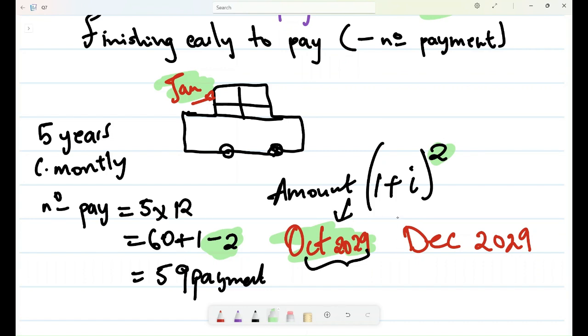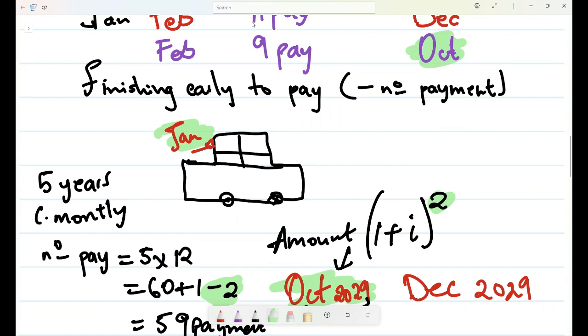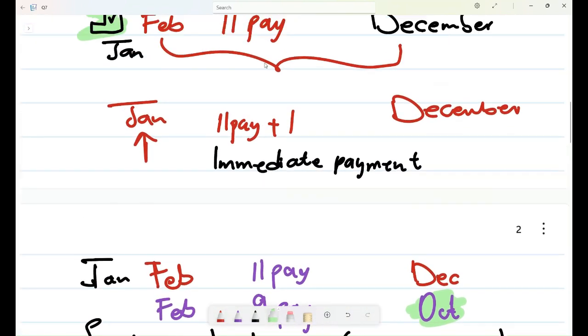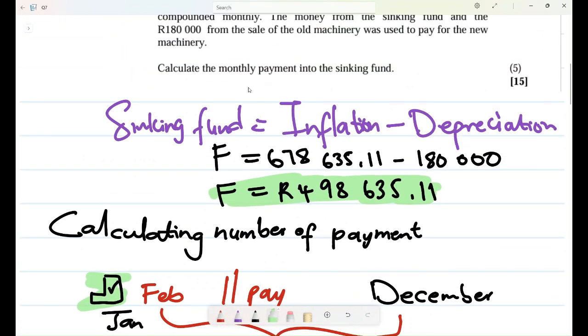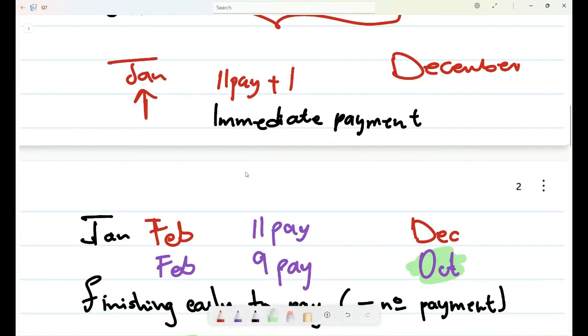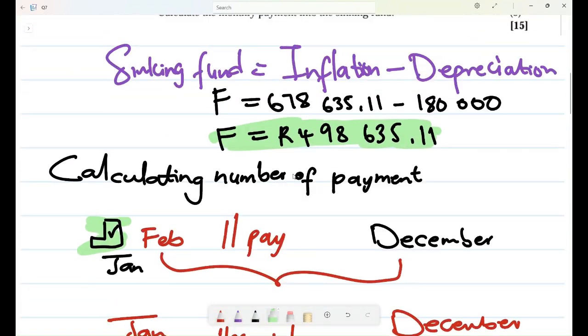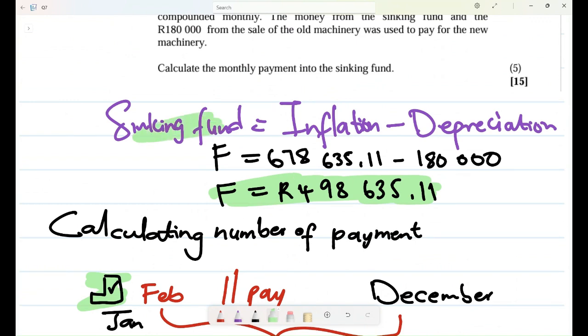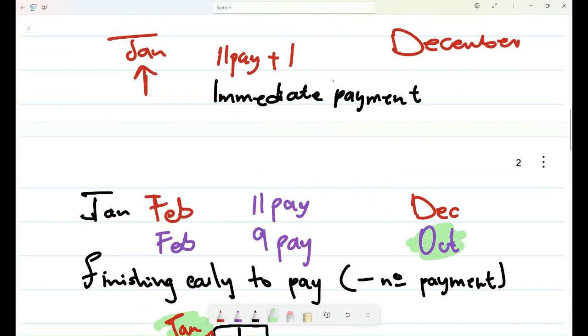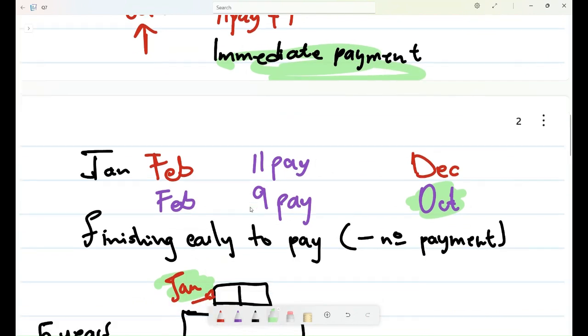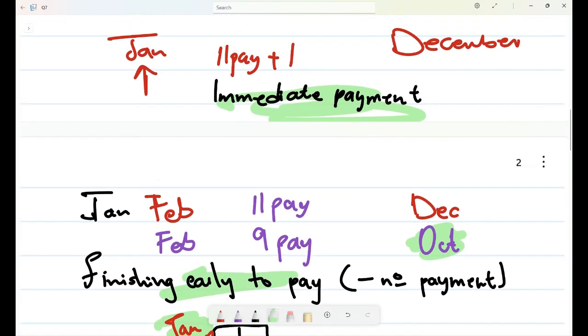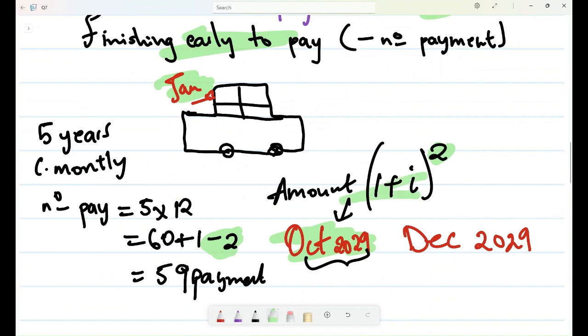I tried my level best to explain this. It is hard to explain something within a question because we haven't done any question. I haven't uploaded videos under finance yet. After that, answering questions under finance will be much easier, because now I will have explained everything. But for now, please take it like this. The important part is you knowing how to calculate a sinking fund, the first part, then immediate payment as well as finishing early to pay. These are the important things that you know, as well as adding this thing here.